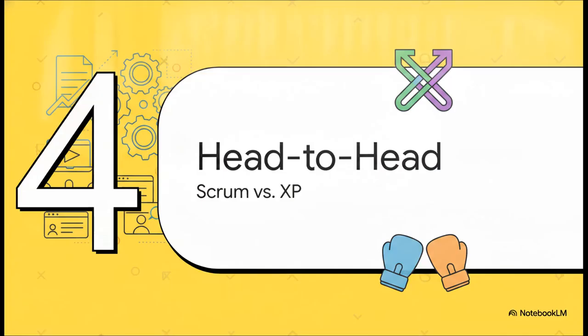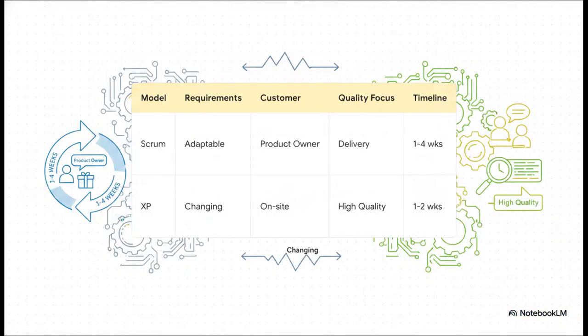Section 4. Head-to-head comparison. Let's put these two heavyweights side by side to really highlight those subtle differences your exams will test you on. Notice the nuances in this table. Both handle changing requirements, sure, but XP is specifically designed for rapidly changing technical uncertainties. Now look at customer involvement. Scrum uses a product owner to represent customer needs, while XP demands a continuous on-site customer. Huge difference. Look at the timeline.